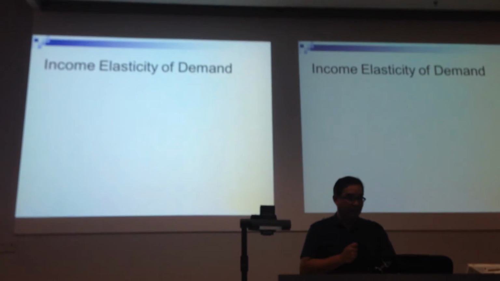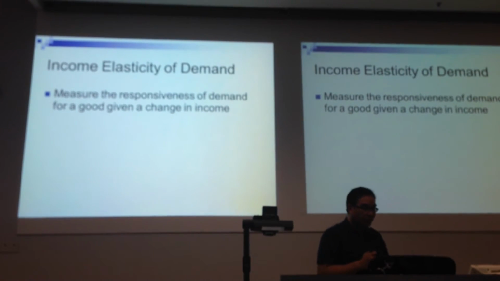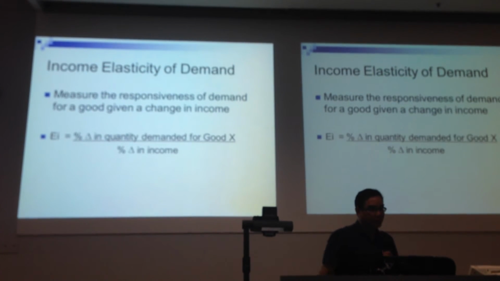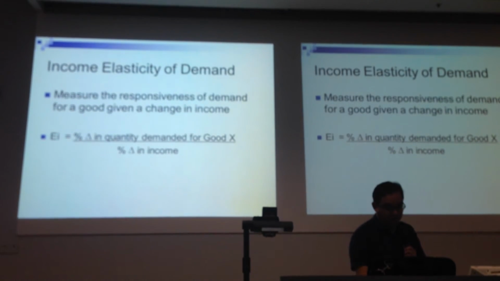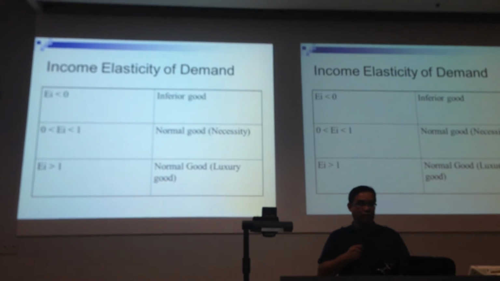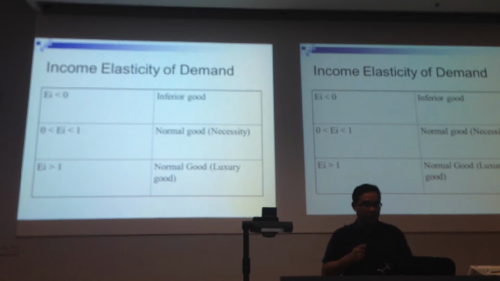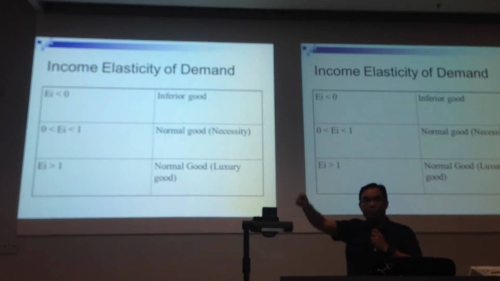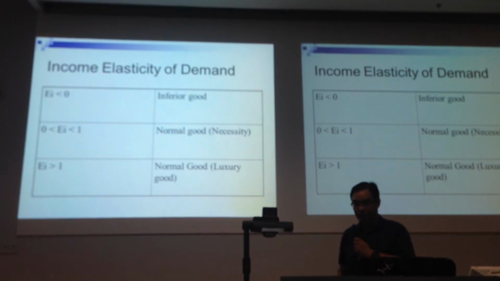And then we have income elasticity of demand, which measures the responsiveness of demand when there is a change in income, and this is the formula. By calculating income elasticity of demand, you can classify the good as to whether it's an inferior good or a normal good. And if it's a normal good, is it a necessity or is it a luxury good? So if it's a normal good, you should state both normal good as well as necessity or luxury. So both should be stated.